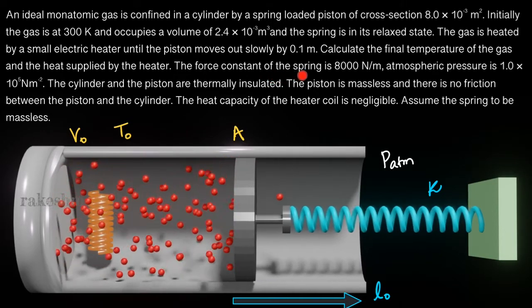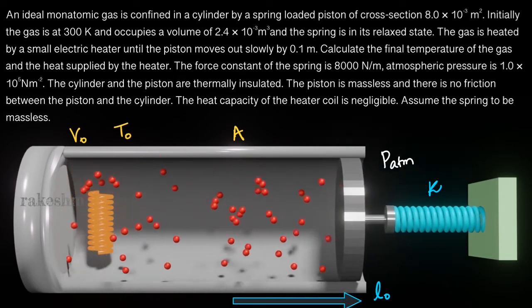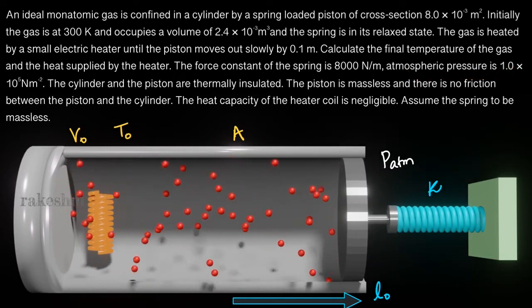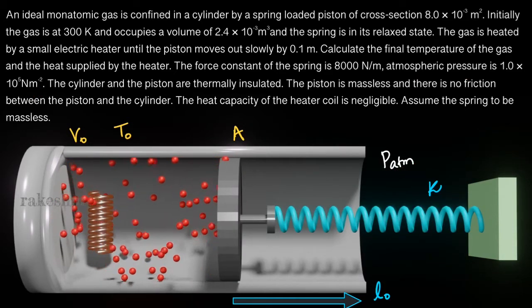The force constant of spring is 8000 Newton per meter. So this spring constant is K and atmospheric pressure is 10^5 Newton per meter square. We'll just take it as P ATM.